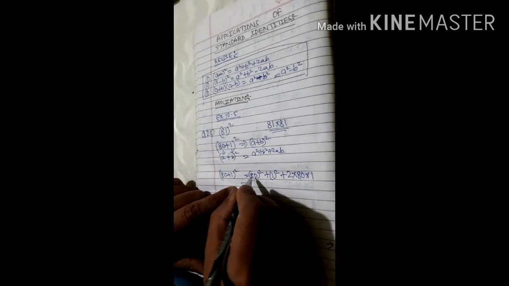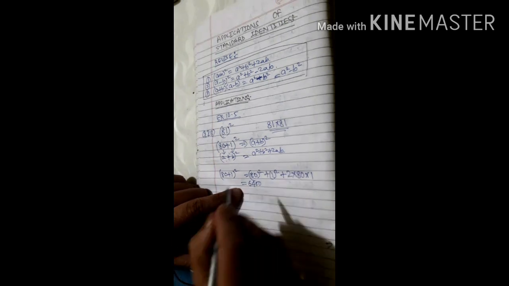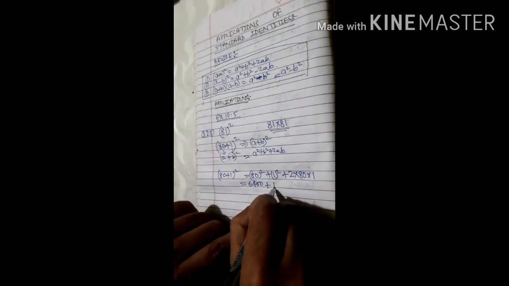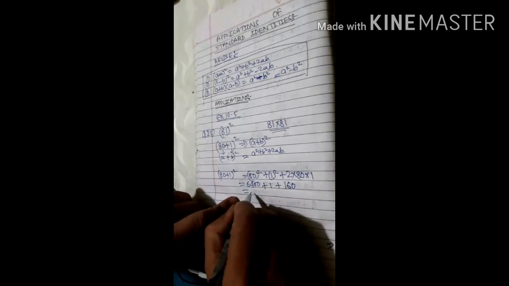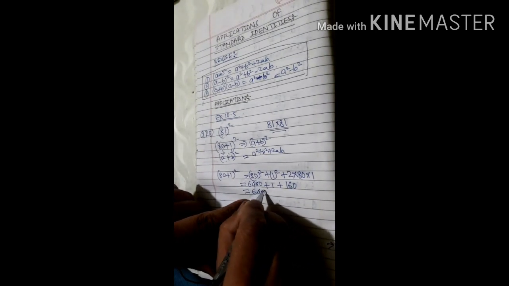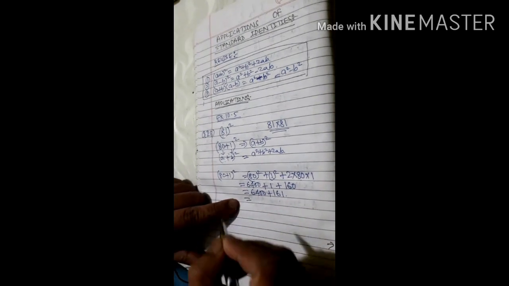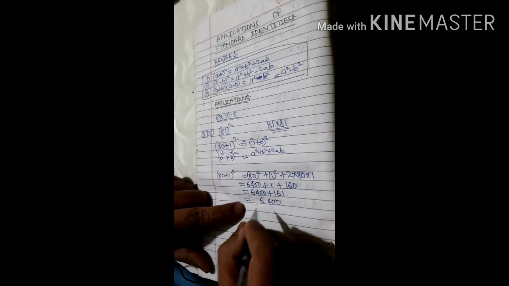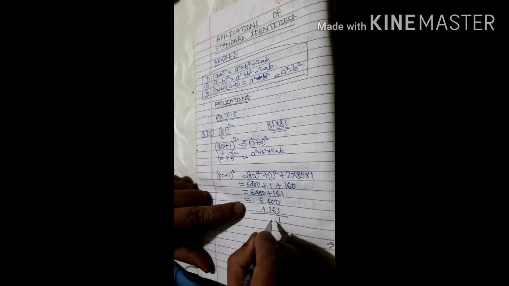Now we just need to solve here. 80 square will be 80 into 80. So 8 square is 64, and then 2 zeros for the square here. 1 square is 1, plus 2 into 80 is 160, and 160 into 1 is 160. So this will give us 6400 plus 160 plus 1, that is 161. So we need to add this 6400 plus 161.